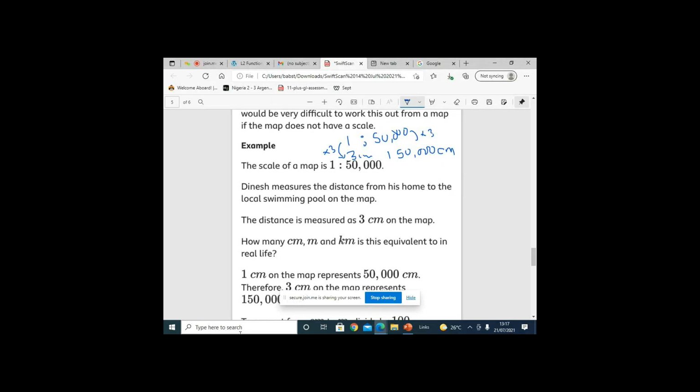So you're asked to convert it to meters? To kilometers. So if we were to convert it to meters, I told you earlier, 100 centimeters makes 1 meter. So when you want to convert it, just divide it by 100. So when you divide it by 100, that should give you 1,500 meters. So if you have to convert it to kilometers, you divide it by 1,000. So it's going to be 1.5 kilometers.